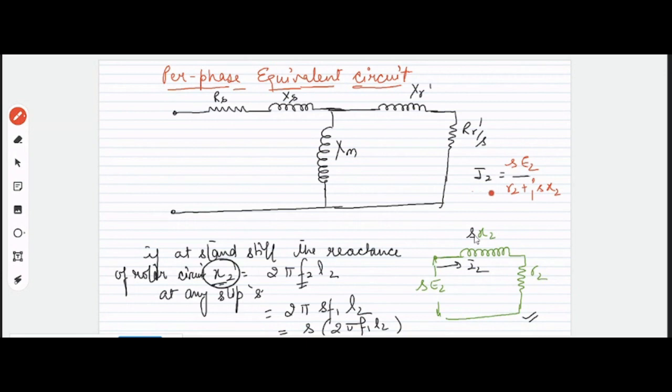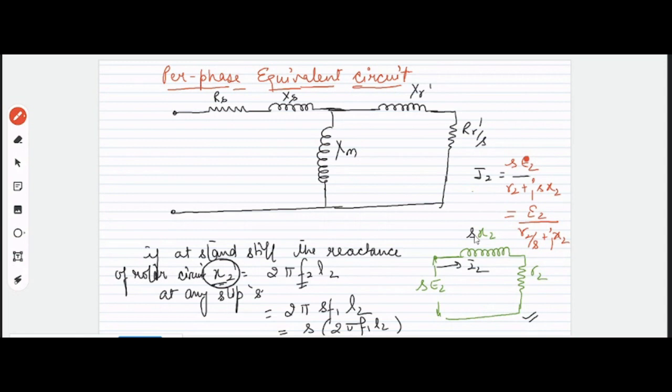Yes or no? Yes, sir. This can be written as E2 over R2 by S plus j times X2. Can you write this? Yes, sir. Right? Taking S to be common. Why had we done this? Why have we taken S to be common?